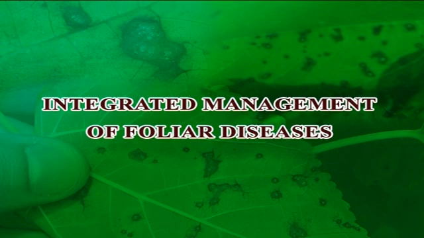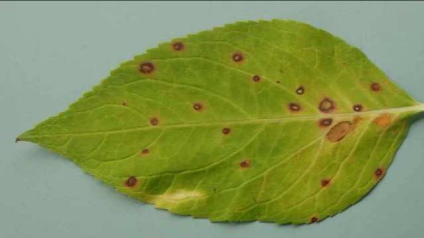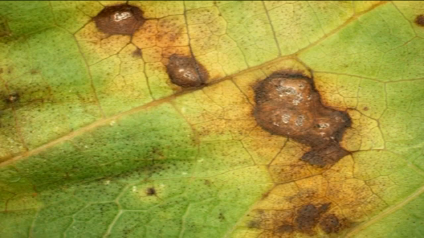Second one, integrated management of foliar diseases. Cercospora leaf spot. The leaf spot disease is caused by the fungal pathogen Cercospora moricola, that is, authority is Kuke, and causes 16% crop loss. This disease can be observed during the southwest monsoon season from June to October.